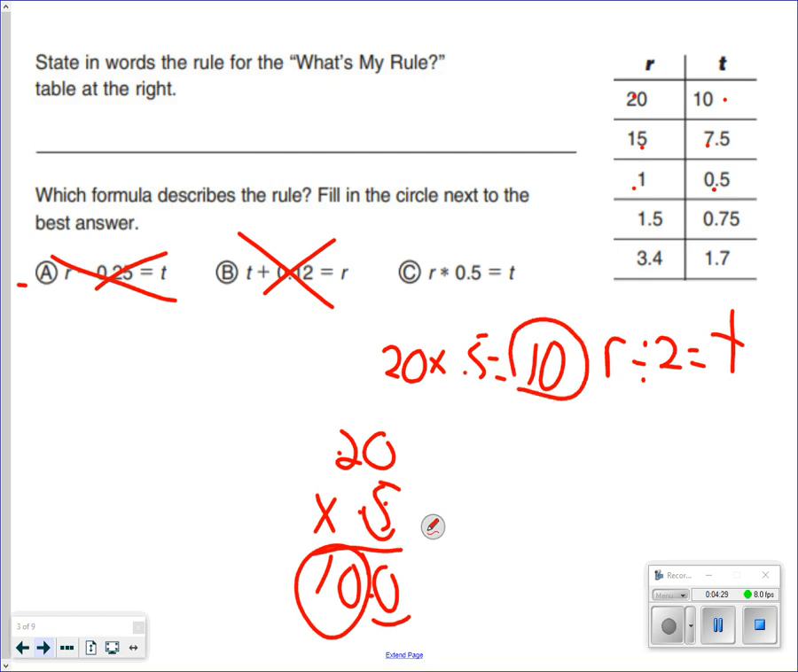So if you multiply by half, if your rule is r, so if you multiply r by half, it works. Or you could just say r divided by 2 would also work.